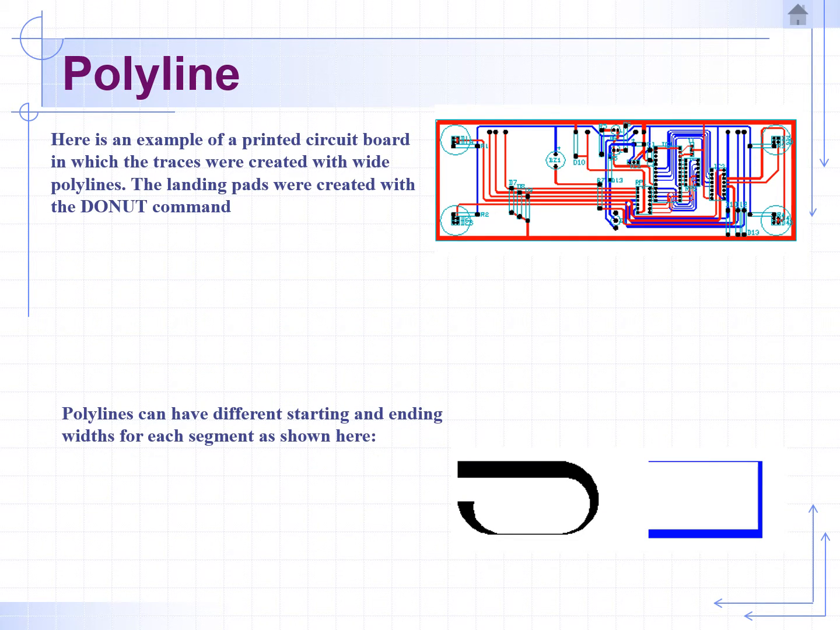So there would be an example of a printed circuit board on which the traces were created with wide polylines. The landing pads were created with the donut command, which we'll talk about here in just a minute. And polylines can have different starting and ending widths. So you can see the square or the rectangle one, and then one that has the ellipse here on the bottom.